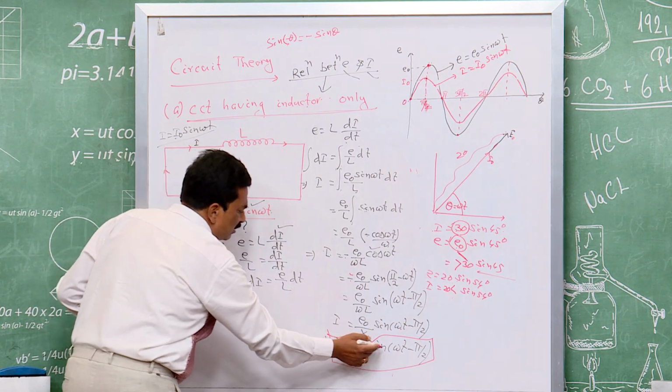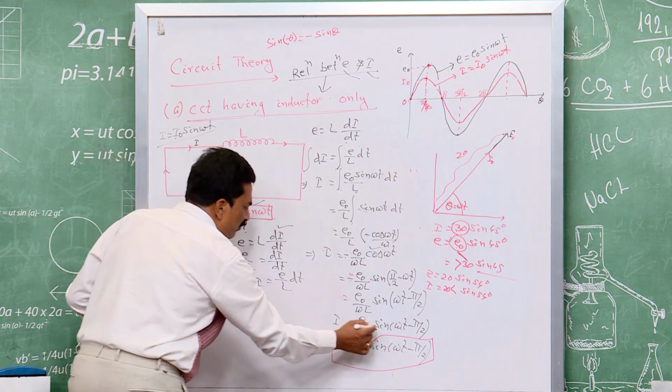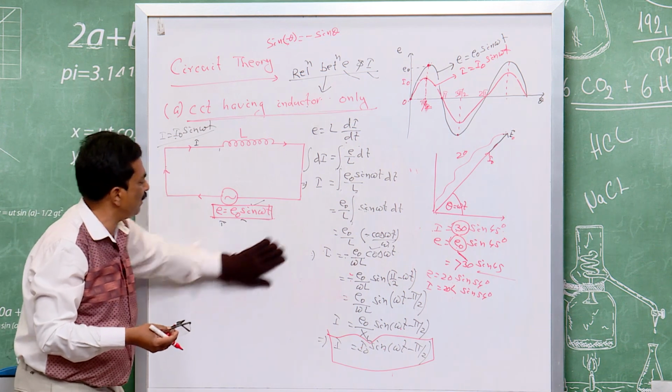Therefore, though I is equals to I0 this one and E is equals to E0 of this one, if we will compare these two, so what type of conclusion we will find here?